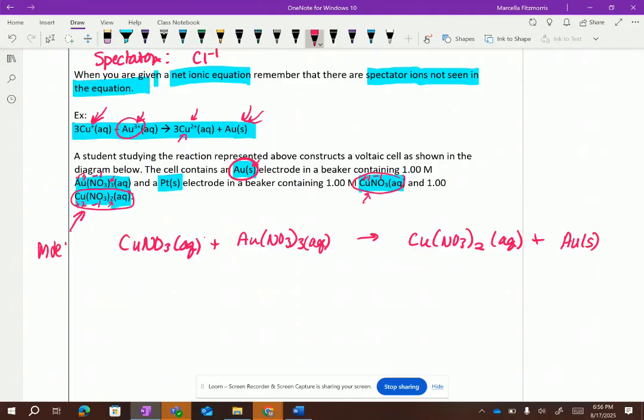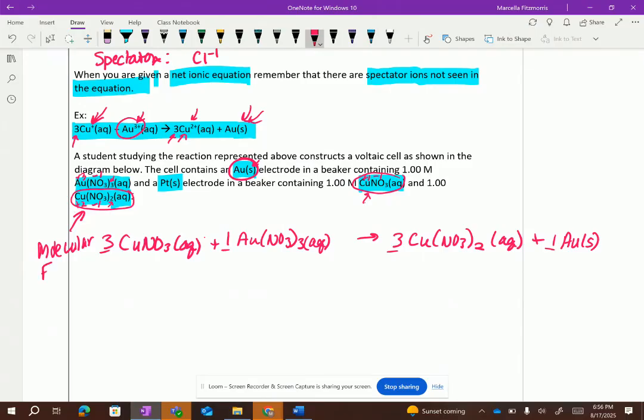And if we were to balance it, we would see the numbers too. I'm going to cheat, because they already told me the number in front of this one. And they already told me the number in front of this one. And I can just double check and make sure they're balanced correctly, and they are. Okay.